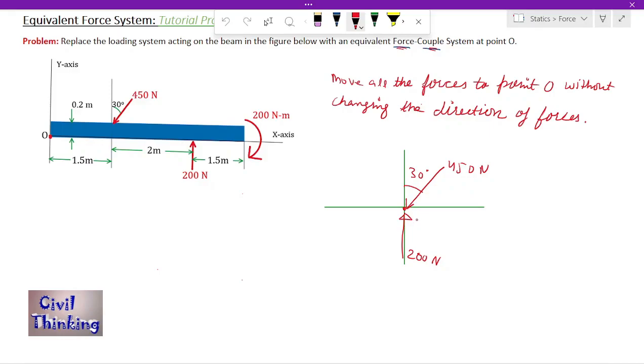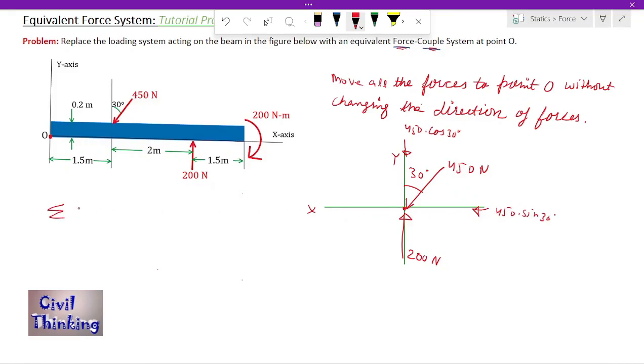Okay, how am I going to do that? I will resolve this 450 into a vertical and a horizontal component, so that I can add them. Now let us say this is the x axis and this is the y axis. Now this component is 450 multiplied by cosine of 30 degrees and this component is 450 multiplied by sine of 30 degrees. Okay, now this horizontal axis is the x-axis.